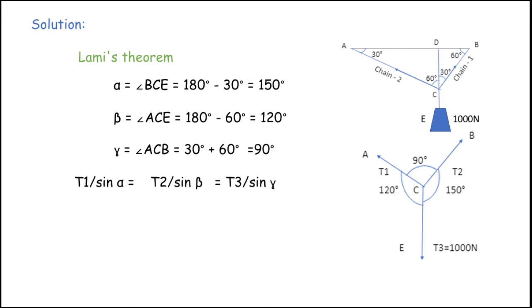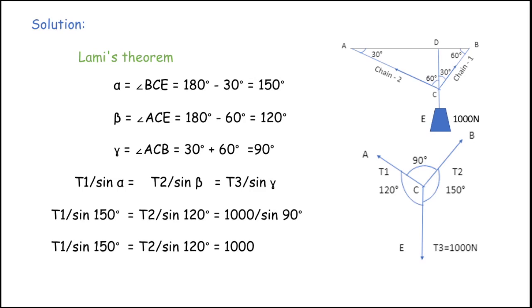Now I take Lami's theorem formula: T1 by sin alpha equal to T2 by sin beta equal to T3 by sin gamma. And now I substitute the values of alpha, beta, gamma and T3. So T1 by sin 150 equal to T2 by sin 120 equal to 1000 for T3 divided by sin 90. The value of sin 90 is 1. So 1000 divided by 1 is 1000.